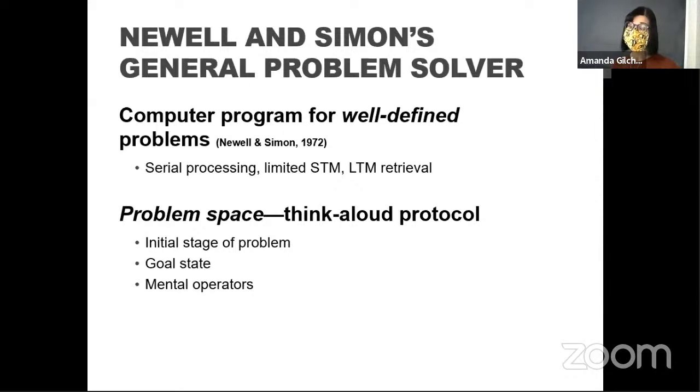But this problem space basically consists of 3 different things, much like what we would see with a well-defined problem. We have the initial stage of the problem, we have our goal state, and we have potential strategies, which are referred to as mental operators.